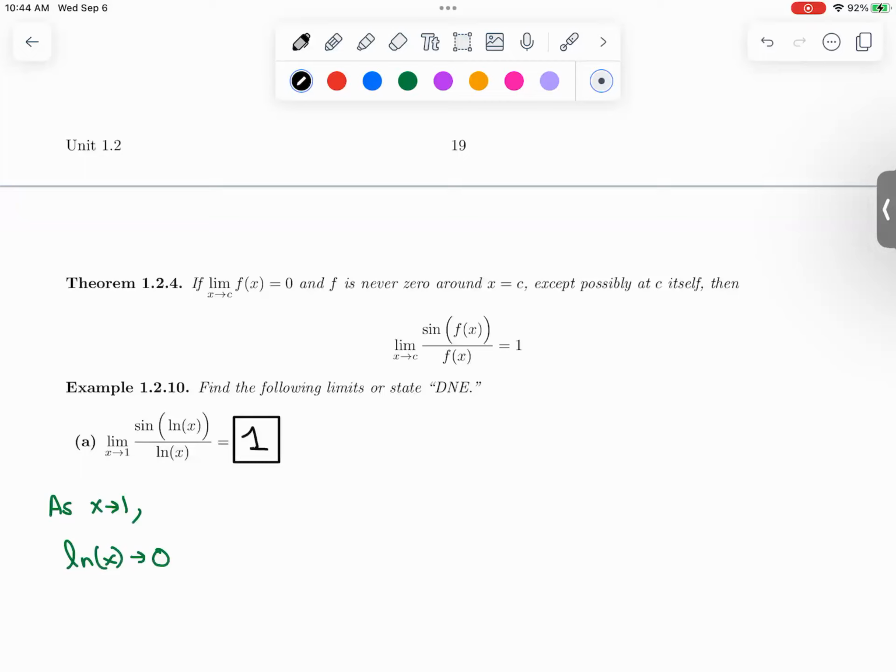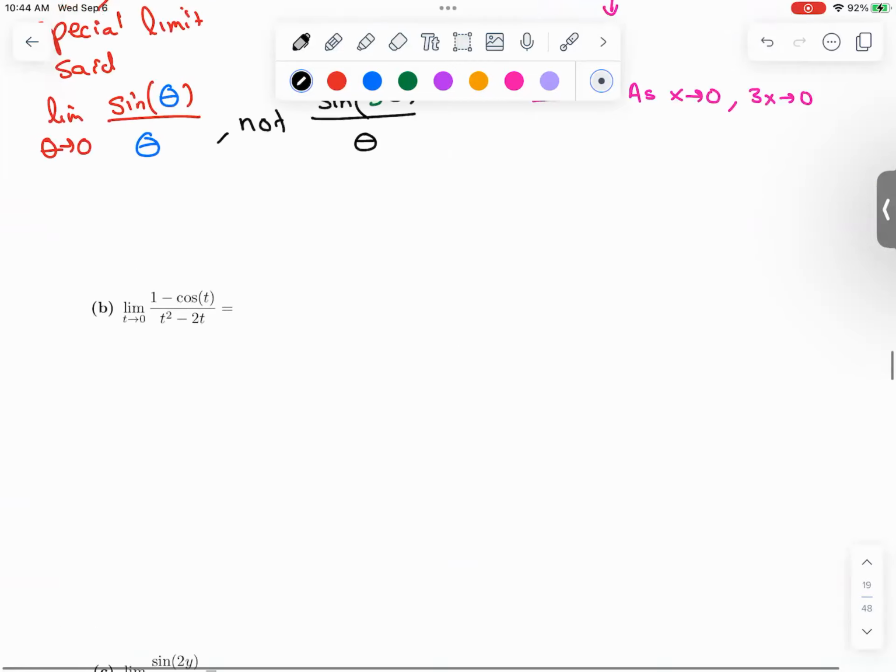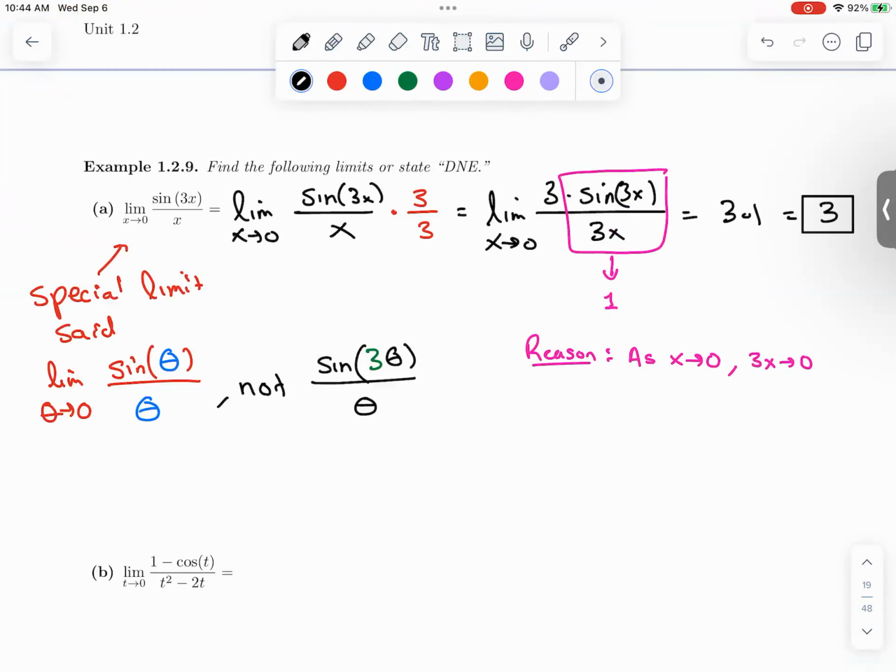But the problem there is that you need to make sure that they're the same, and that thing goes to 0 as well. That's going to be key. So going back to the previous one, that's why we multiplied by 3. Sine of 3x over 3x. As x goes to 0, these things both go to 0. Hence, that's why it's 1.